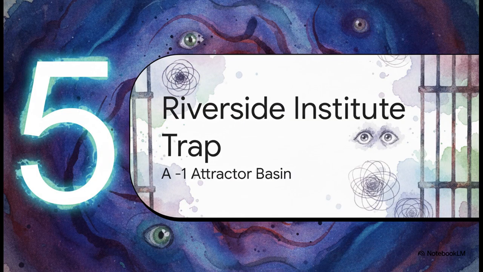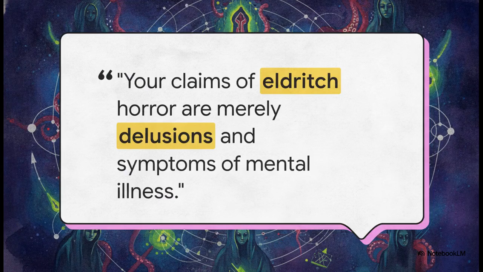Let's check out Part 5, the Riverside Institute Trap. To really see how this is weaponized against people, let's jump to that specific nightmare in Chapter 5, where Edward Pierce wakes up in the Riverside Institute. So the Institute is run by the incredibly sinister Dr. Fuller, and he tells Pierce, essentially, that his claims of eldritch horror are merely delusions and symptoms of mental illness. Fuller is entirely using his medical authority to invalidate Pierce's subjective reality. And why? To protect the cult's dark secrets and keep the actual cosmic truth totally hidden.